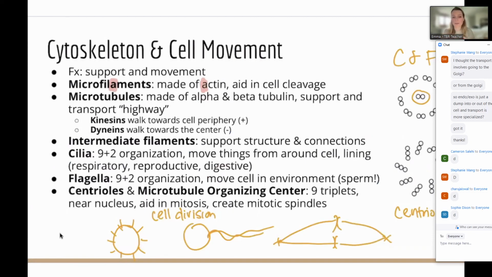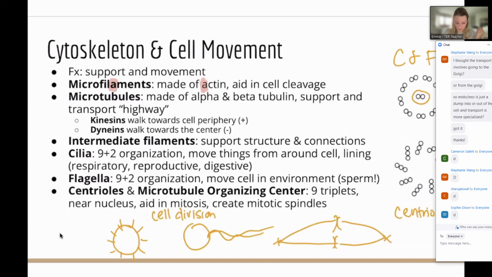This is where centrioles come into play. Those are also going to be part of this cytoskeleton cell movement bundle. I would say it's really good to be comfortable recognizing these terms, understanding simply what they do and what their role is. And for the cilia, the flagella, and the microtubule centrioles, understanding that they're 9 + 2 or the 9 triplets. Sometimes that just comes up, and that filaments are actin, tubules are alpha and beta tubulin.